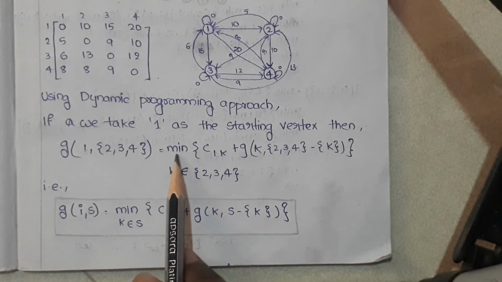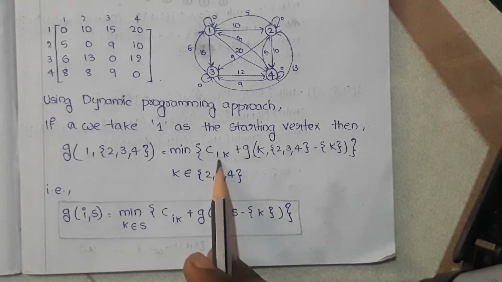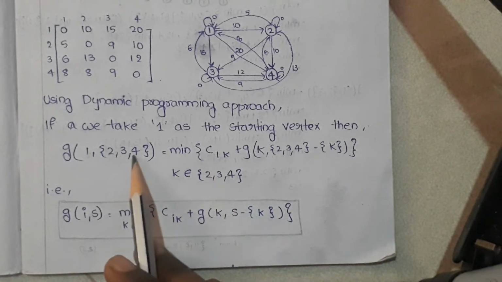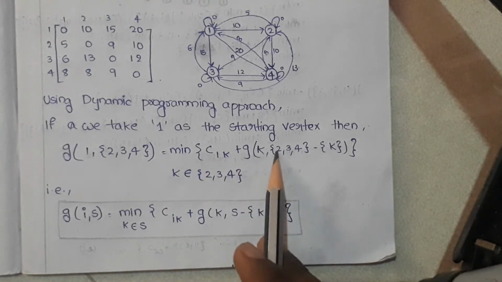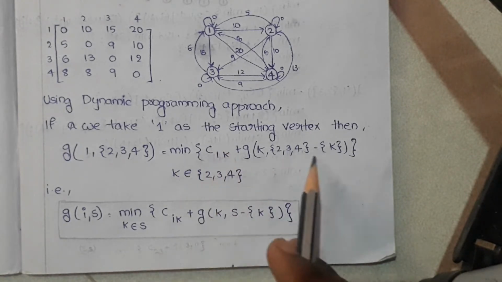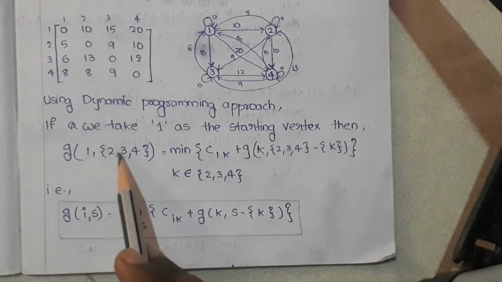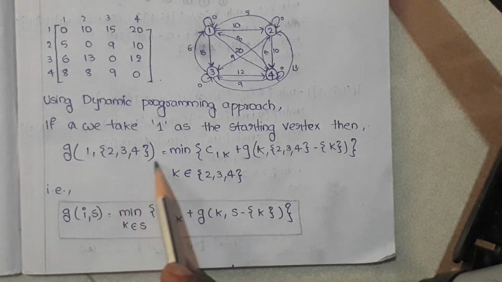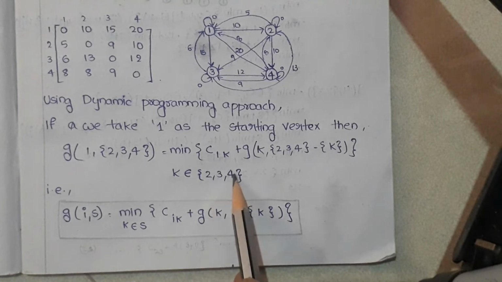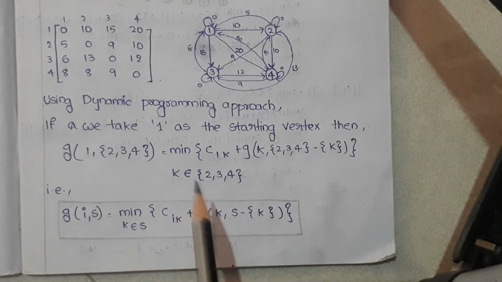So we have to find the minimum of C1k, which means the cost of the path from node 1 to the remaining nodes. K means 2, 3, 4, the remaining nodes, right? Plus g of k comma {2, 3, 4} minus k. In the first case we take 1 and 2, then in the second one we can assume 1 and 3, and in the third one 1 and 4. So this is the process. That's why we are eliminating 2 first, then 3, and finally 4. That's why we are taking the minus here. From that point we derive a formula for this traveling salesperson problem.